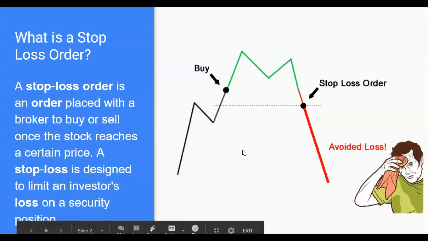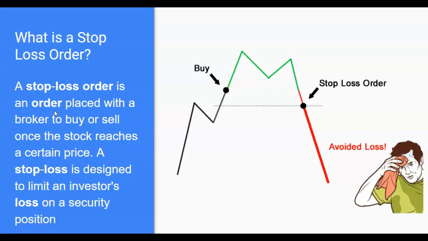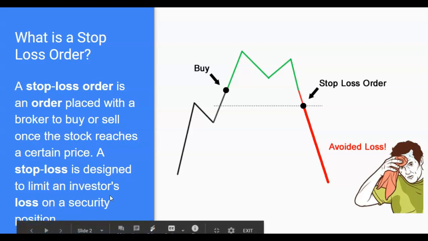Okay, so here we are. So what is a stop loss order? Well, I think this picture basically describes it best, but I want to read you guys the definition as well. A stop loss order is an order placed with the broker to buy or sell once the stock reaches a certain price. A stop loss is designed to limit an investor's loss on a security position.